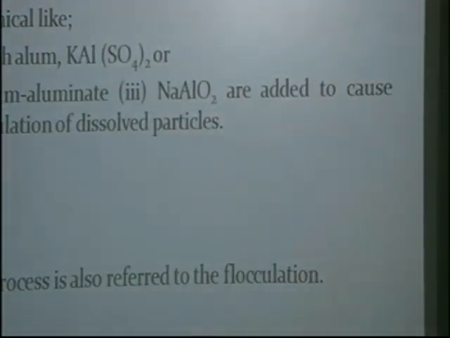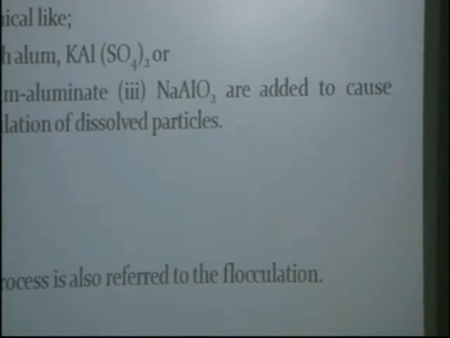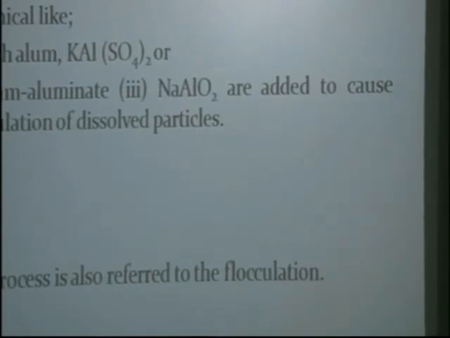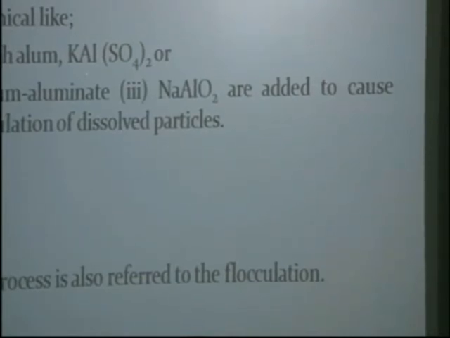Now, coagulation. What happens in coagulation is this. There is a substance we call potash alum, or simply alum. Most of us have seen it before. We use alum for so many things at home. Normally we use alum to wash snail, right? To wash fish. That's in our homes.